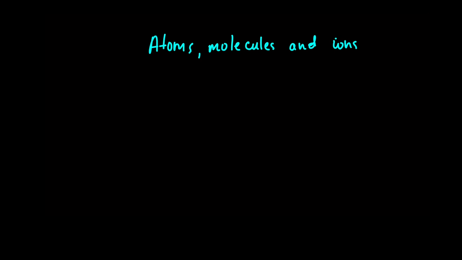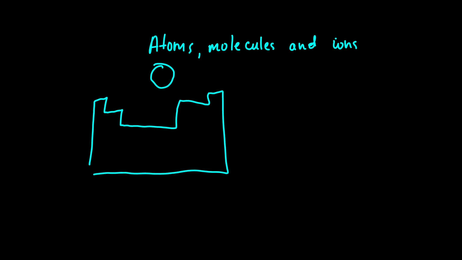Now, what exactly is an atom? Imagine an atom as a very small orb. It is the smallest particle of an element that still retains the chemical properties of that element. If we have a periodic table, every single element in the periodic table is an atom. So for example, potassium, iron, silver, carbon. Every single one of them is an atom.